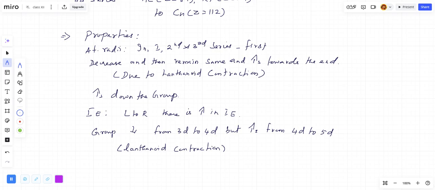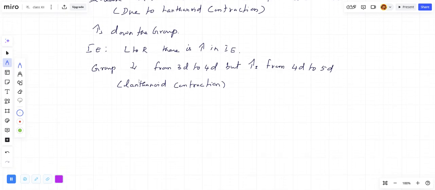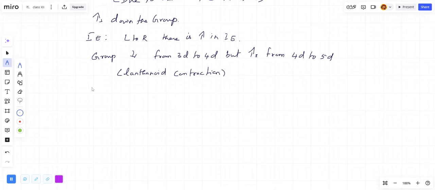Similarly, group-wise, ionization enthalpy decreases from 3D to 4D, but from 4D to 5D it increases. This irregularity is due to lanthanide contraction. Okay, this is all about ionization enthalpy. Then it's oxidation state.